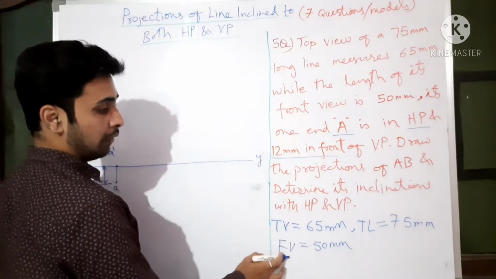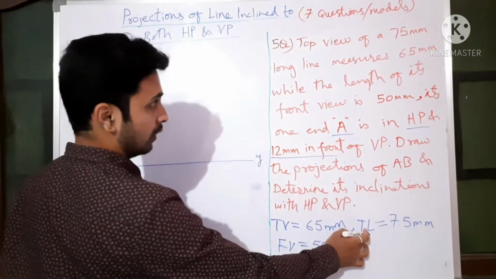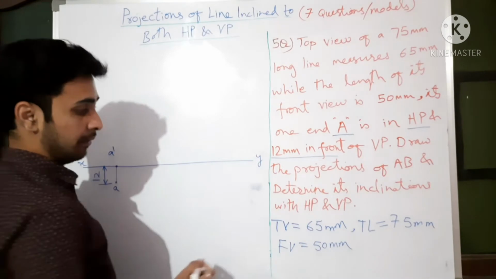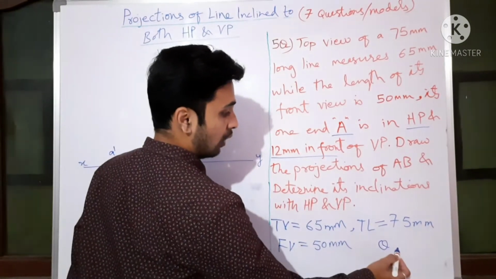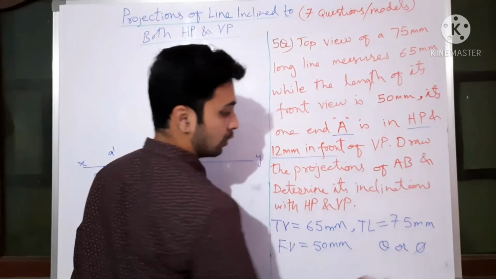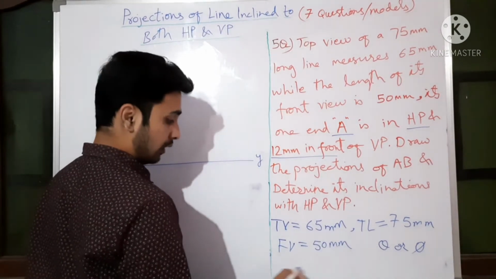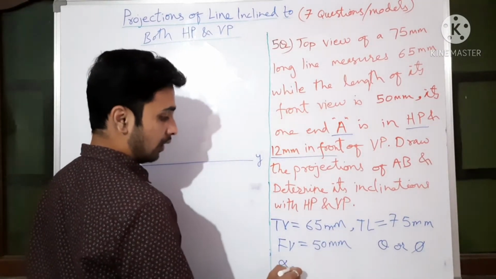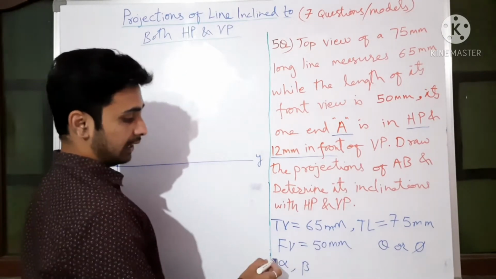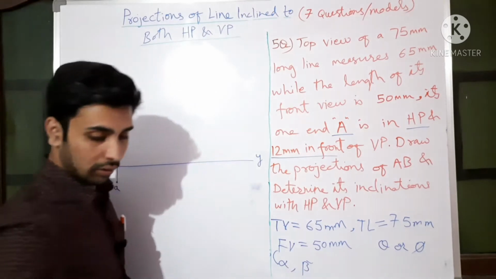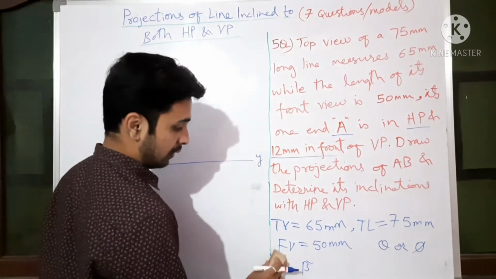Now top view, front view known to us, true length is known to us. Then what else have they given? Nothing. We don't have any theta value or phi value, so that we can take with respect to TL, and neither do we have alpha or beta, so that we can take alpha with front view and beta with top view. So nothing is given. So now how to proceed? Let us see.